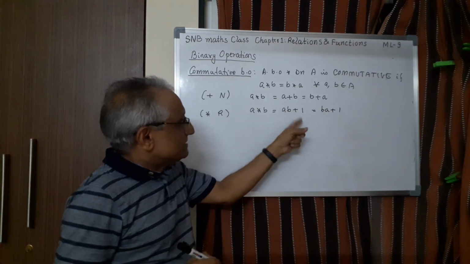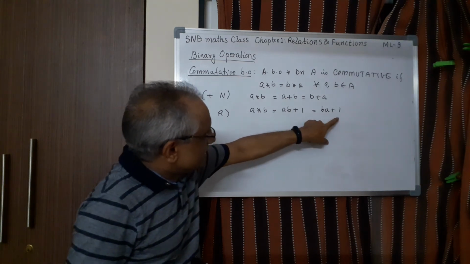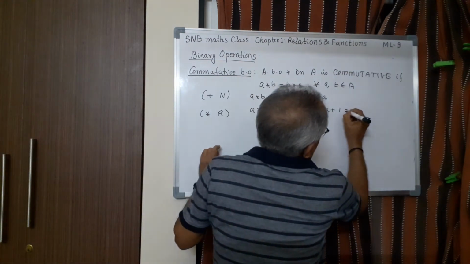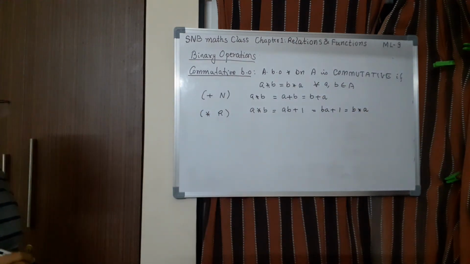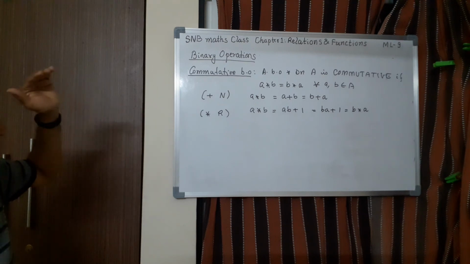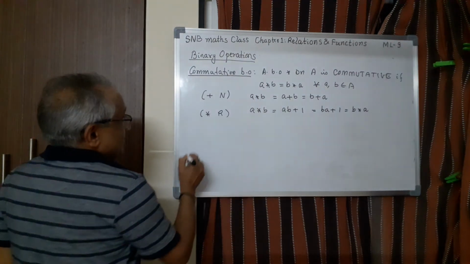AB is same as BA. When it is AB plus 1, it is A star B. When it is BA plus 1, it should be B star A. So definitely it is binary. So I can keep on giving examples. I have to give where it is not binary also, otherwise the problem will be incomplete.